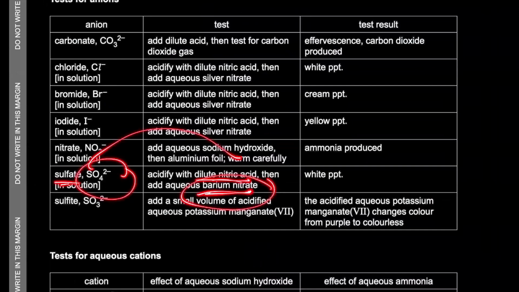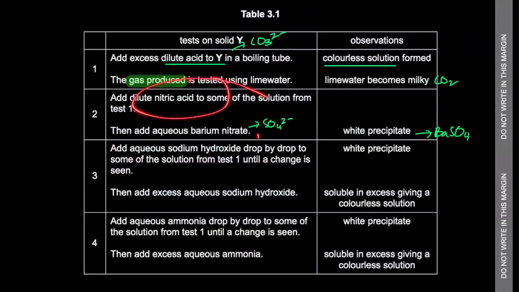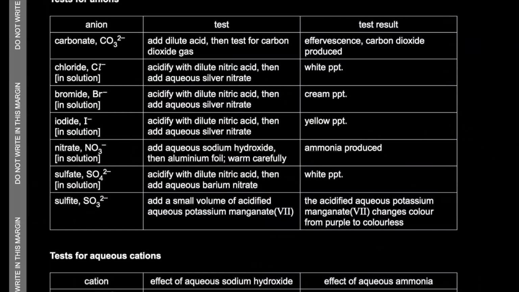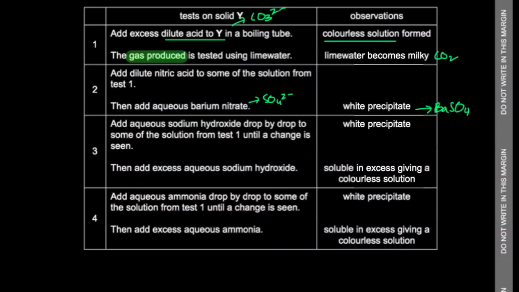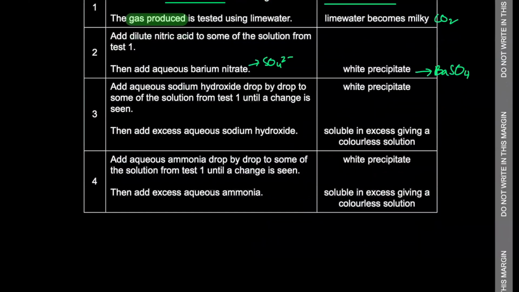You add nitric acid and then barium nitrate, and the observation is also given to you: you see a white precipitate. If the ion is already given, then it's easy to find the test. But the other way around, if the observations are given, it's harder to find the ions, which is why it's just better to know them.